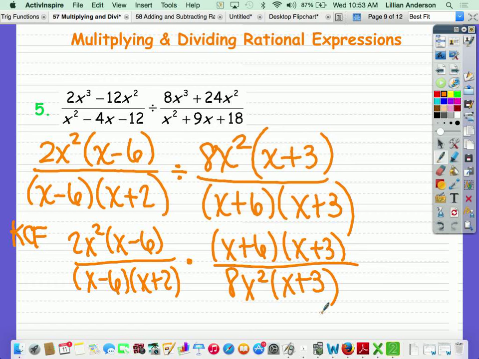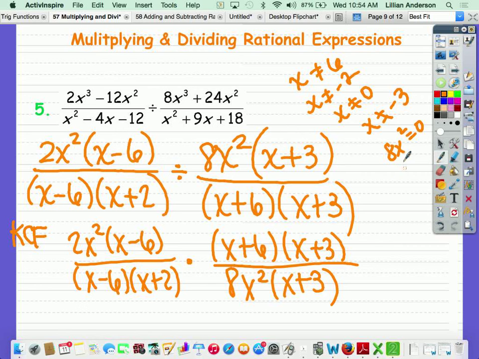What are my restrictions? X cannot equal 6, negative 2, 0, and negative 3. Again, all we're doing is we're just taking each factor, setting it equal to 0, and solving. Why not 8? Because it's 8x squared. And when I set that equal to 0, when I divide both sides by 8, I still get 0. Take the square root, x is 0.